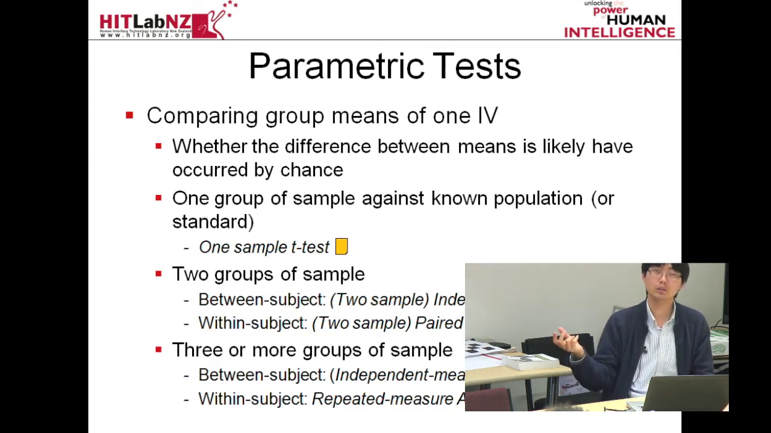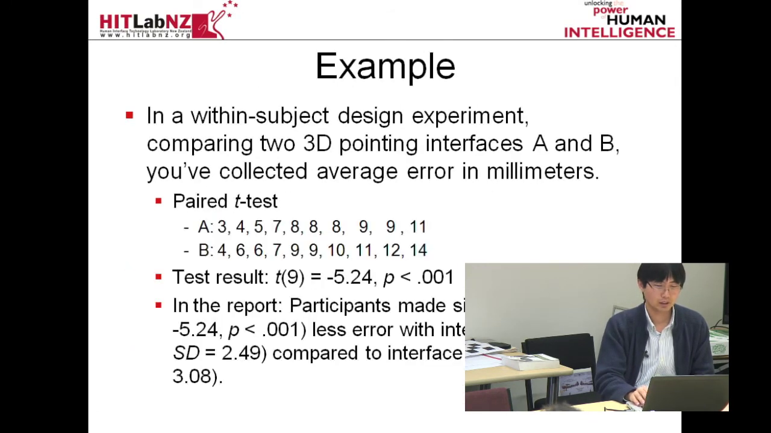So subjects were using both of the interfaces. So it's within subject design. So what you have to do is a paired t-test. Okay. So if you run a paired t-test, the statistics tool will print out the t-value of -5.24 with degrees of freedom 9.